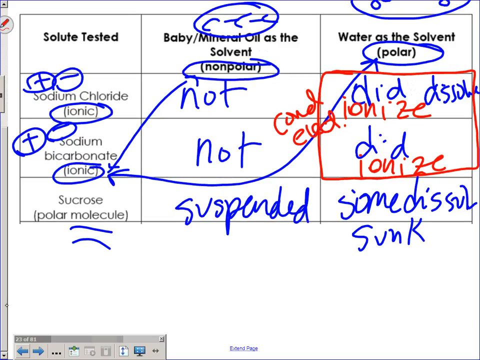And sucrose, it just dissolves. It does not do this thing. Why does it not ionize? Think about the differences here. Because it's not ionic. It can't ionize, right? It doesn't even have ions in it. The word is in itself, right? So that's ionic, it ionizes. That's not ionic, doesn't ionize.